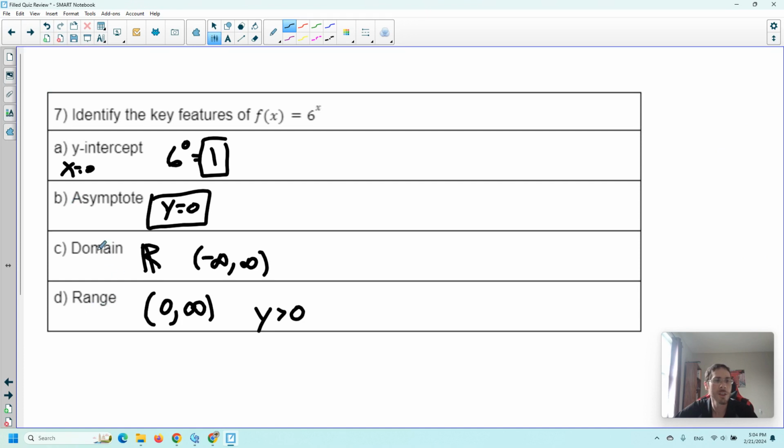Nice thing is for C and D, that's pretty much the same for all the exponentials. Just watch out in case one of them gets flipped. But actually B is also the same for all exponentials, and A is mostly the same. So I would expect these to probably be very similar, if not the same answers.